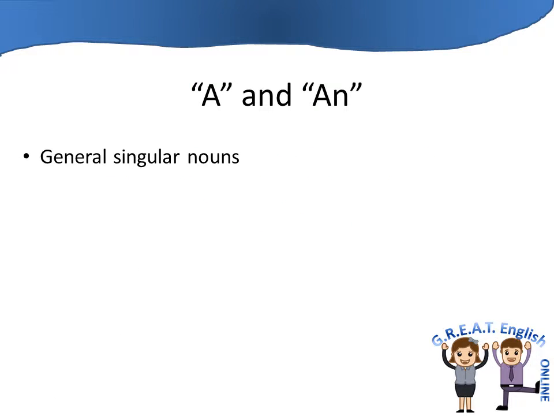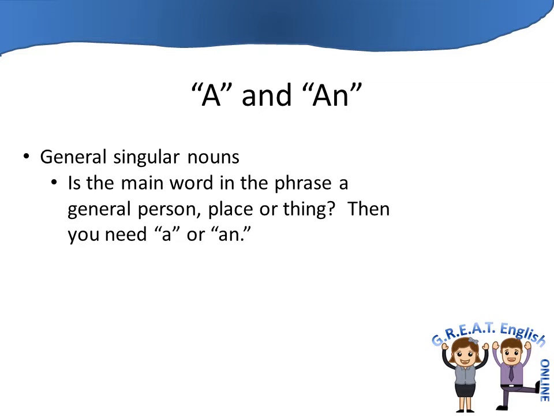We use a and an with general singular nouns. That means that the main word in the phrase is a person, a place, or thing. There is one person, one place, or one thing that we're talking about, singular, and it is in general, not talking about a specific person, a specific place, or specific thing. So these three criteria have to be met: general, singular, and a noun.